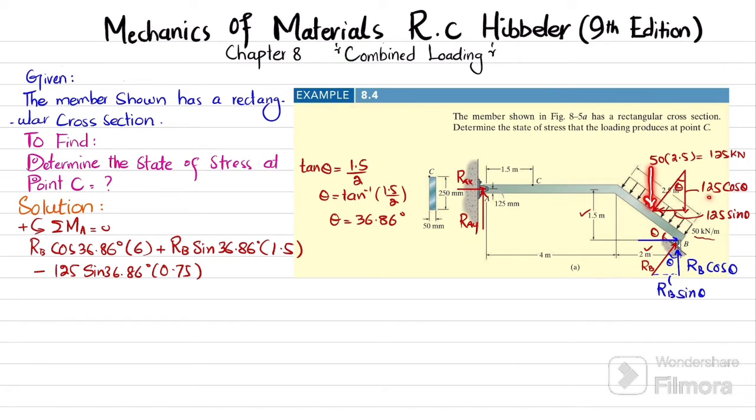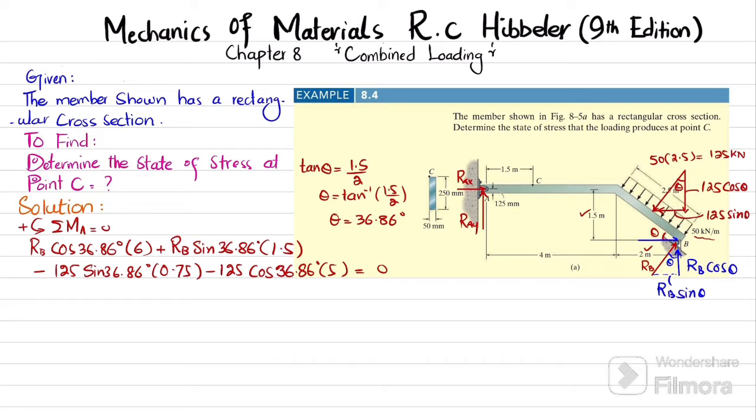So 125 into cos of theta, and the perpendicular distance is this one, so this will be half, which is 1 meter plus 4, and that is 5. It is also producing clockwise, so it will be negative. So I can write it minus 125 into cos of 36.86 degree multiplied by 5, is equal to 0.